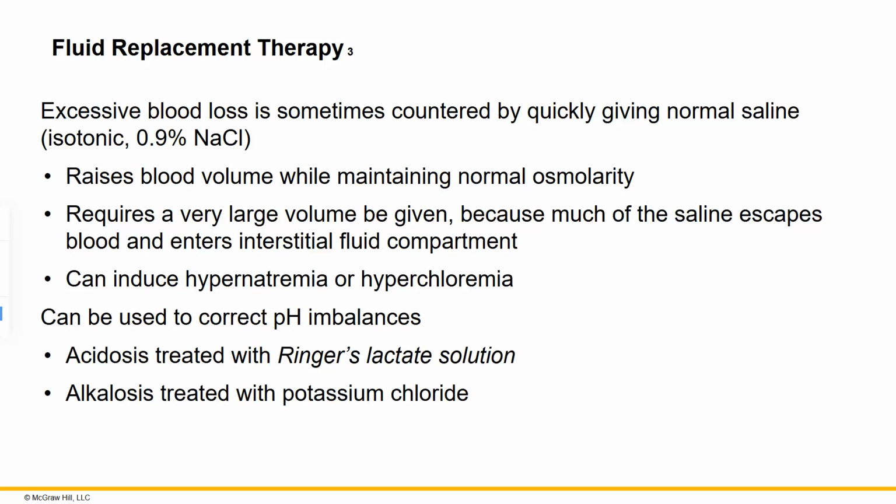Excessive blood loss is sometimes countered by quickly giving normal saline. It raises blood volume while maintaining normal osmolarity. It requires a very large volume to be given because much of the saline escapes the blood and enters the interstitial fluid compartment. It can induce hypernatremia or hyperchloremia, but it can be used to correct pH imbalances as well. Acidosis is treated with Ringer's lactate solution. Alkalosis is treated with potassium chloride.